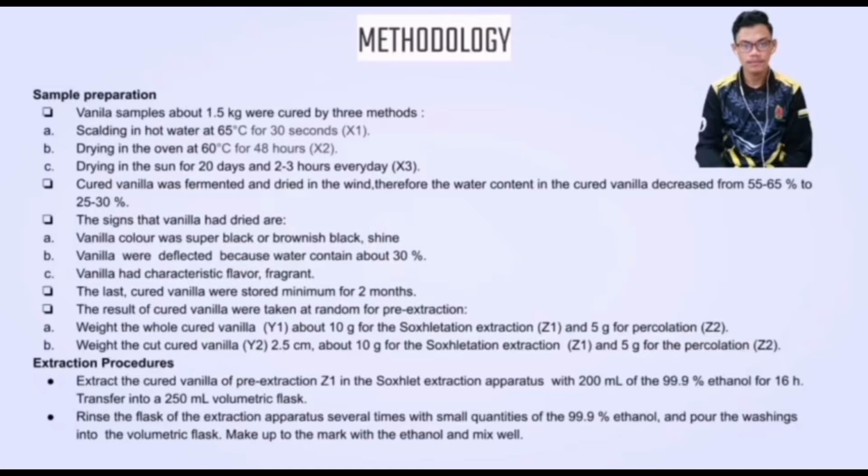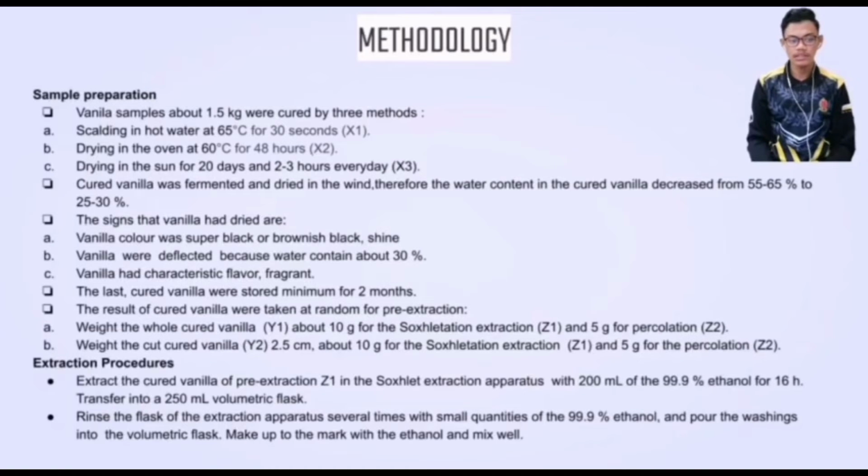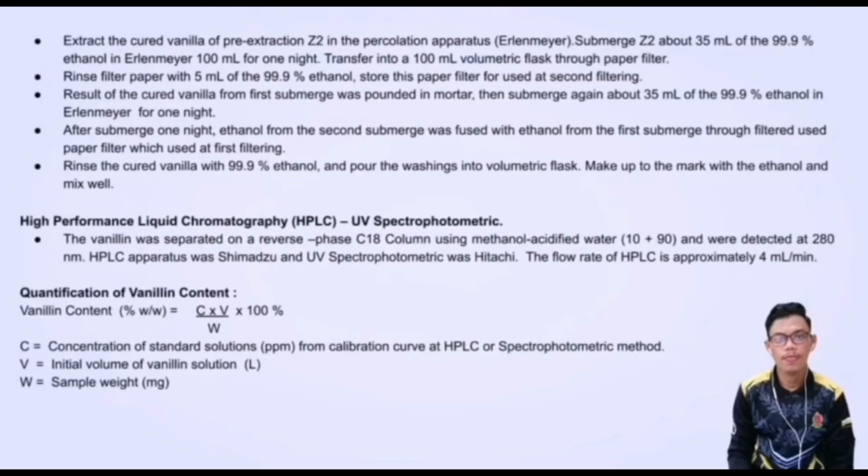the percolation. For extraction procedures, extract the cured vanilla of pre-extraction Z1 in the Soxhlet extraction apparatus with 200 ml of the 99.9% ethanol for 60 hours. Transfer into a 250 ml volumetric flask. Rinse the flask of the extraction apparatus several times with small quantities of the 99.9% ethanol and pour the washings into the volumetric flask. Make up to the mark with the ethanol and mix well.